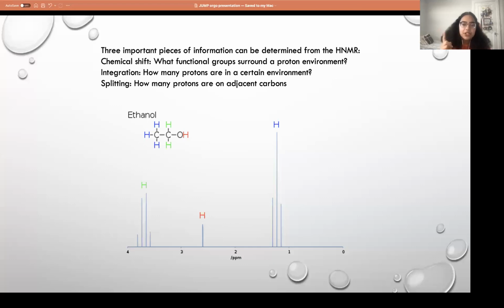And you can also see the shift will help you realize that the most shielded ones are the blue because they're the furthest away from the oxygen. And then last is the blue. So the blue is next to the two green, and so there's 3 peaks there. So be familiar with reading NMRs.